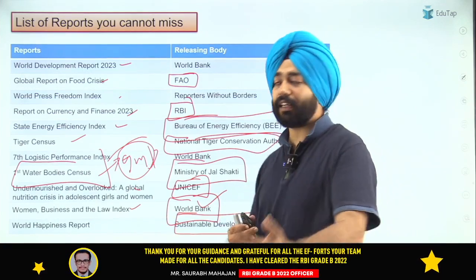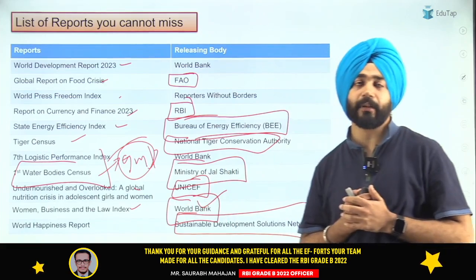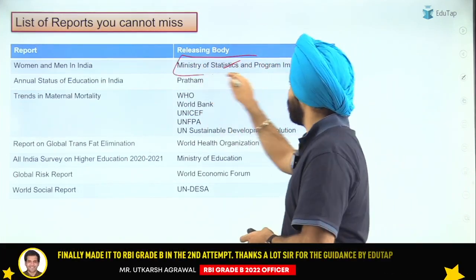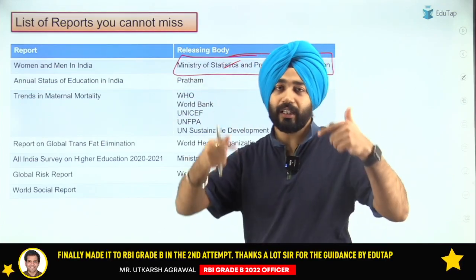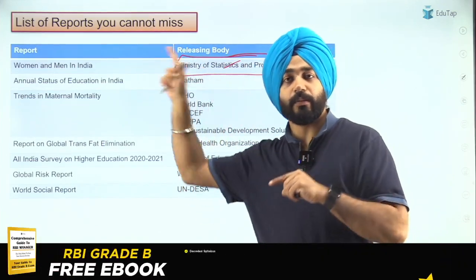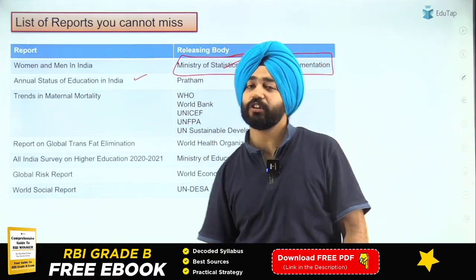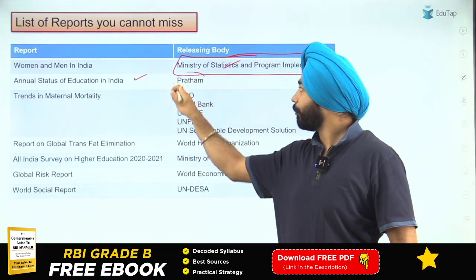India has improved its rank here, so that's the important point. That is the World Happiness Report, you should remember here. Then there is the Women and Men in India report. So these are reports which are released by Indian organizations or Indian ministries. Ministry of Statistics and Program Implementation, Women and Men in India report. Annual Status of Education Report in India, that is by the Pratham organization.